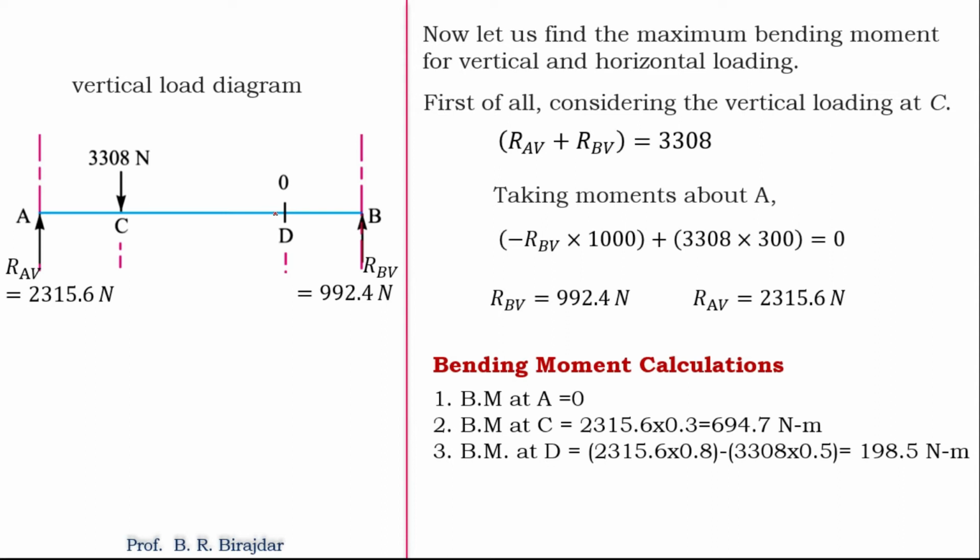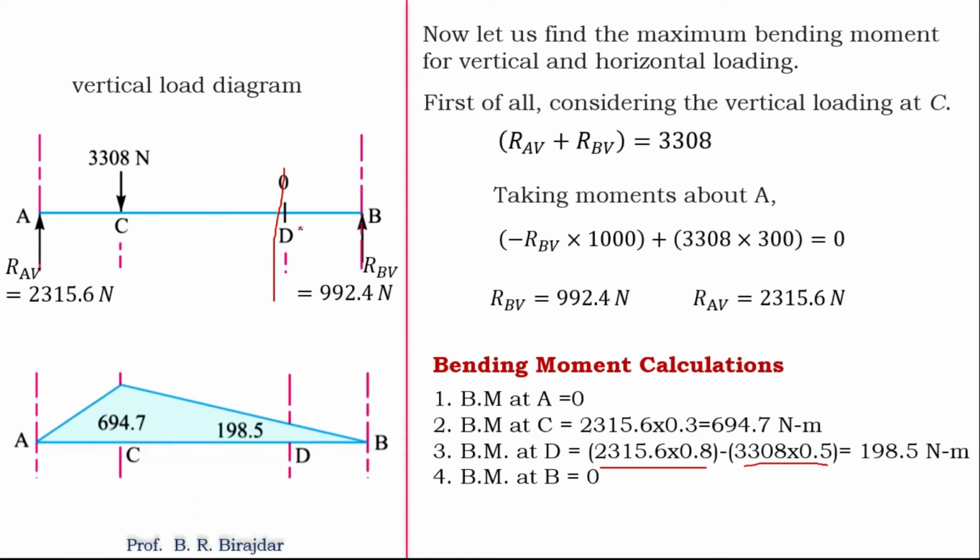The bending moment at point D: two forces are there if you consider point D at left hand side, one which is acting in clockwise, another which is acting in anti-clockwise. So 2315.6 into this 0.8 meter distance, that is clockwise, and this one is rotating anti-clockwise, so minus 3308 into this 0.5 distance. So if we put the two forces and distances, we will get 198.5 Newton meter. And the bending moment at point B will be 0. Right, so at the support points, the bending moment you will get is 0.